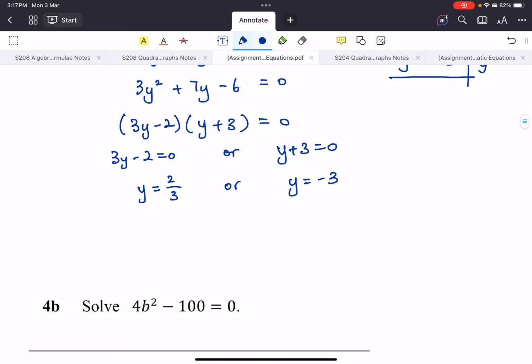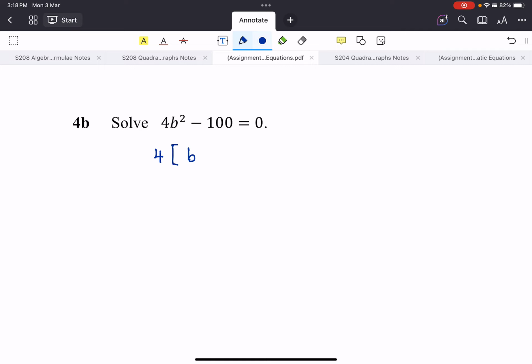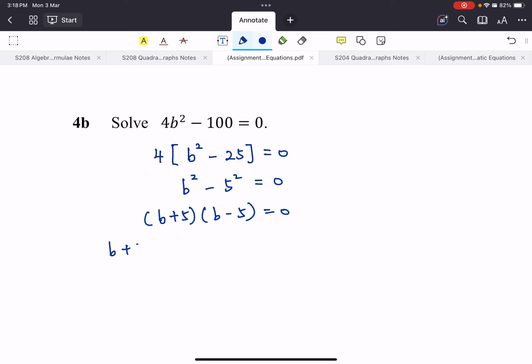Moving on. Here is another question that we want to solve. Again, the first thing we want to do is see if we can factorize. To factorize, we get b squared minus 25 equals 0. That means b squared minus 5 squared equals 0. Therefore, b plus 5 multiplied by b minus 5 equals 0. So b plus 5 equals 0, or b minus 5 equals 0. That means b is negative 5, or b is positive 5.